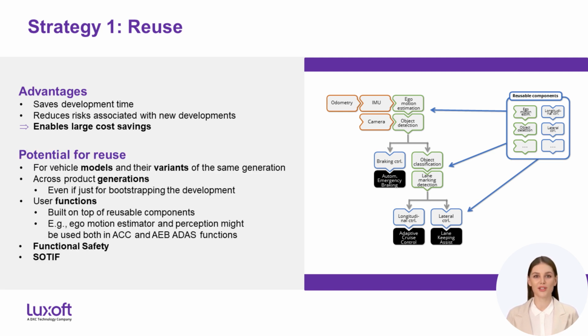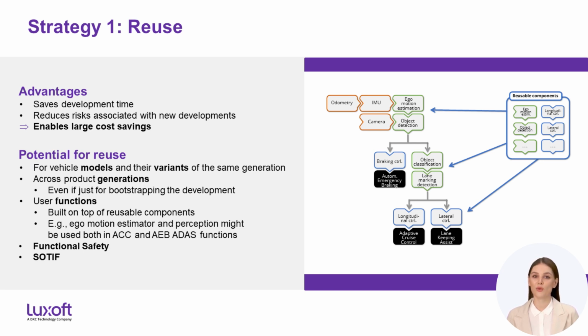Nowadays, many components are already shared between different vehicle models and their variants in the same generation. In addition to that, more advanced reuse scenarios can also include reuse of software components across vehicle generations. This can be helpful even if it is used just to bootstrap new software development in a fully functioning environment. Reuse of code is also imaginable across user functions, if on the architectural level the software is built from small, reusable components, as illustrated in the right-hand side of this slide.